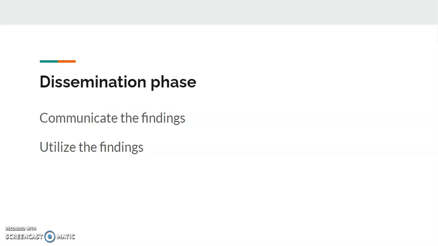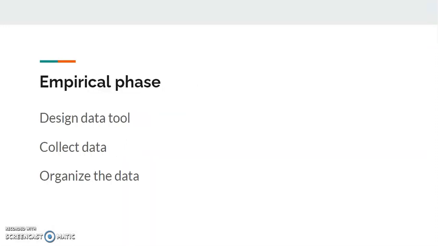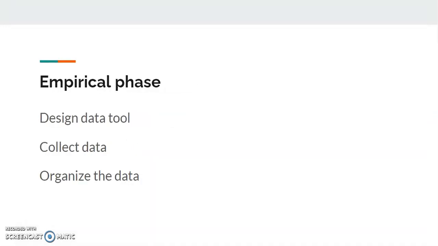Without this communication and utilization, your research will be only in papers. Okay, clear? So these are the steps of the research process. In some books, they have given steps like this: define the research problem, do the review of literature, formulate hypothesis, prepare research design, data collection, data analysis, interpretation and report writing. These are all the things we have discussed already in all these phases. So you can write it this way, but this is very short. So this will be more clear for you.